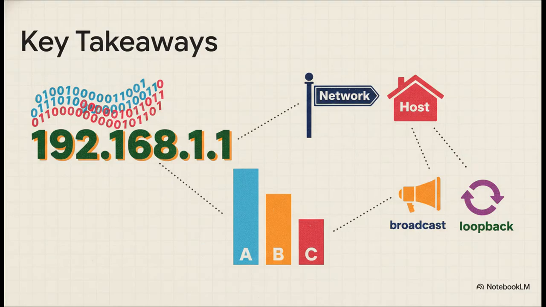All right, let's do a quick lightning round recap. We've learned that IPv4 addresses are really 32-bit binary numbers that we dress up in that human-friendly dotted decimal format. They have a two-part structure, the network portion, which is the street, and the host portion, the house number. We also saw how address classes create different size networks and how some special addresses have very important jobs.